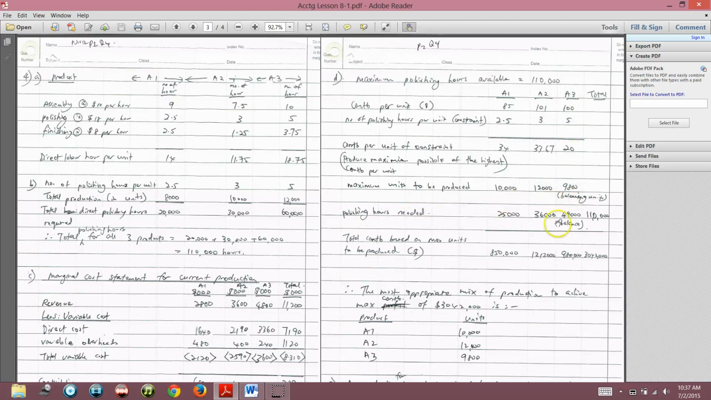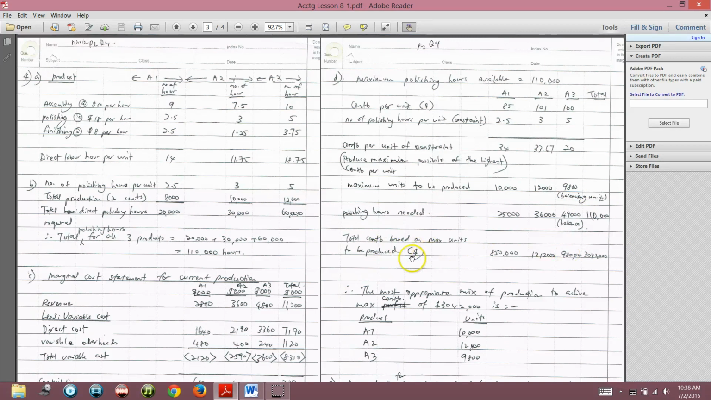Then polishing hours needed. We know that the total polishing hours is 110,000. Based on 10,000 units of A1, how many polishing hours are required? 10,000 times 2.5 is 25,000. Then 12,000 times 3 hours per unit is 36,000. So the balance will be 110,000 minus 36,000 minus 25,000, which is 49,000 polishing hours that you will allocate to product A3. 49,000 divided by 5 is 9,800. So we will produce 9,800 units of product A3.